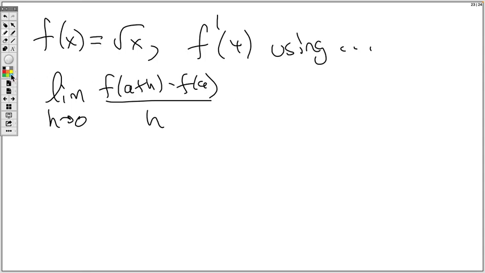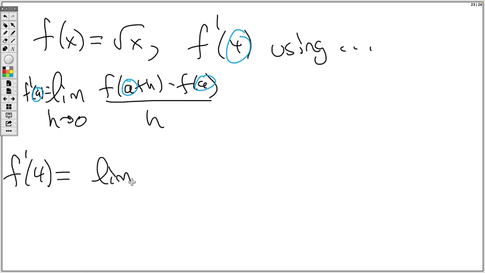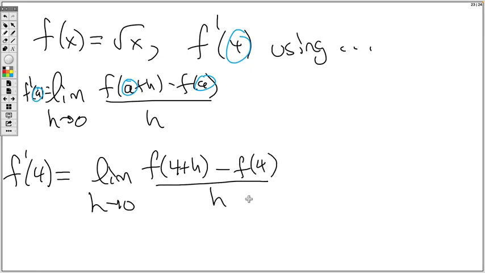All right. So, oops, I forgot to put the f prime of a over here. All right. So we're looking for f prime at 4. So 4 is what goes in where the a's do. You follow? So f prime at 4 equals the limit as h goes to 0 of f of 4 plus h minus f of 4 divided by h.